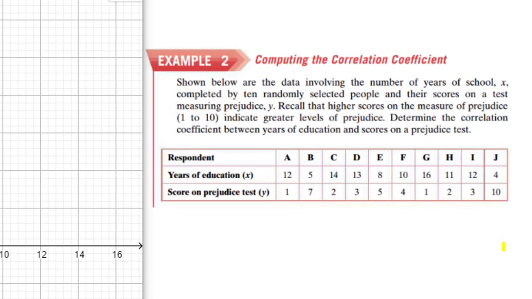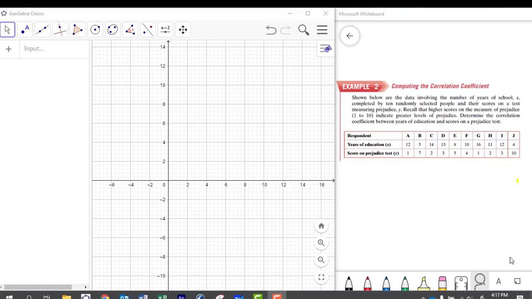Here, this table shows data collected from 10 randomly selected people. From each of these 10 people, the number of years of school and the score on a test measuring prejudice are recorded. For example, the first pair of data on person A is 12 and 1, meaning this person had 12 years of school and his or her score on the prejudice test is 1. In this example, X represents the number of years of school and Y represents the prejudice score. We want to determine the correlation coefficient of these two variables.